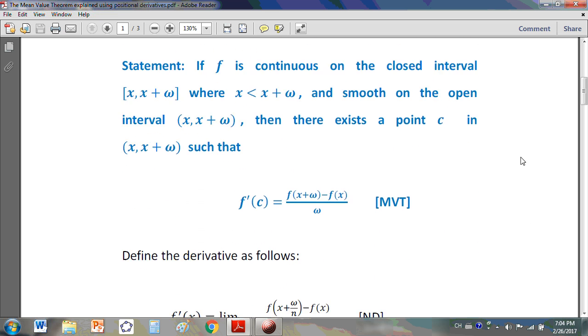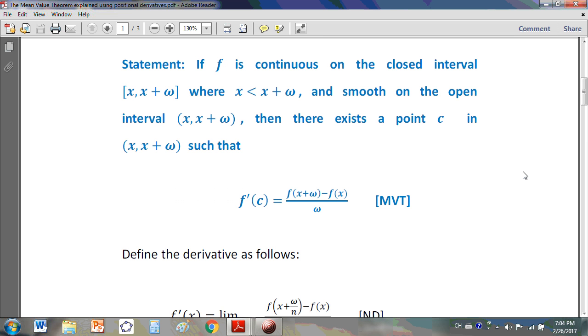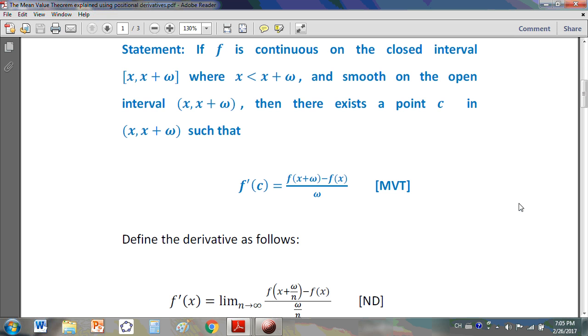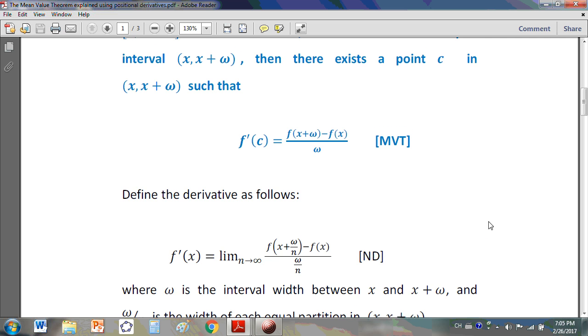So let's see the statement: if f is continuous on the closed interval x to x plus omega, where x is less than x plus omega, and smooth on the open interval x to x plus omega again, then there exists a point c such that the derivative at c is equal to the ratio of f of x plus omega minus f of x to omega. So to make this work, let's define the derivative as follows.